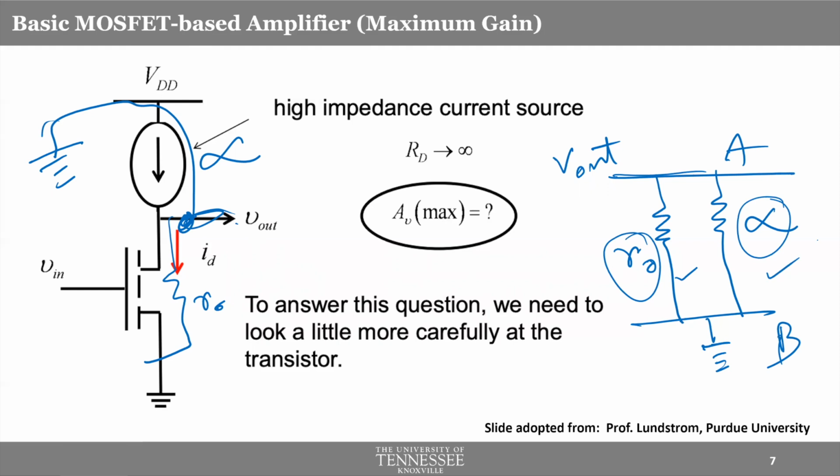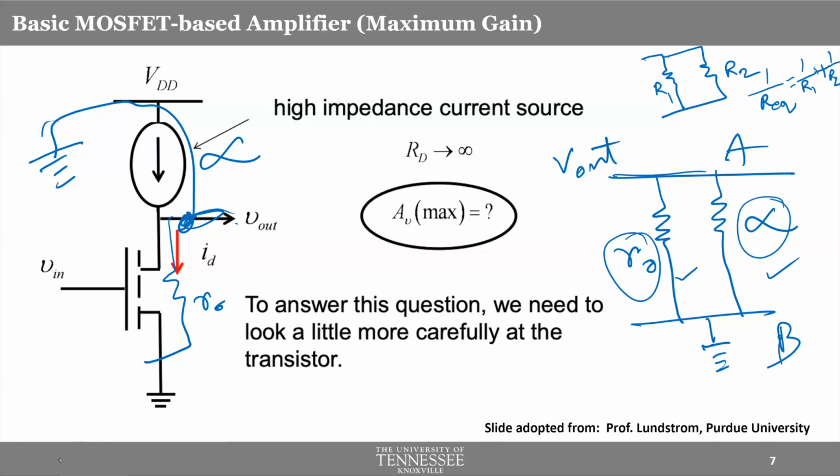And what is the equivalent resistance of this parallel combination? Just to remind you, say if you have two resistors R1 and R2 in parallel to each other, the equivalent resistance will be: 1 over R equivalent equals 1 over R1 plus 1 over R2. And that's what we can get from here as well.